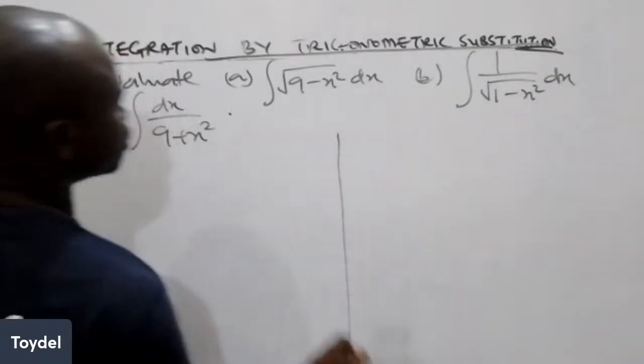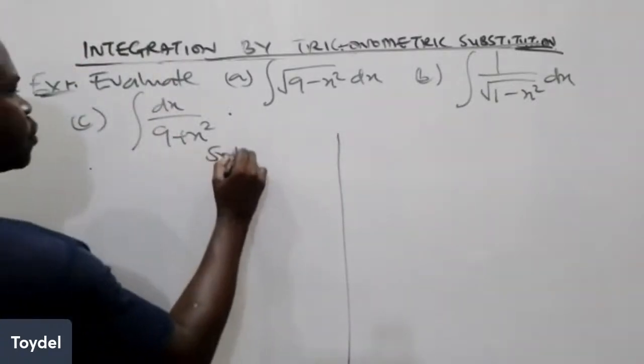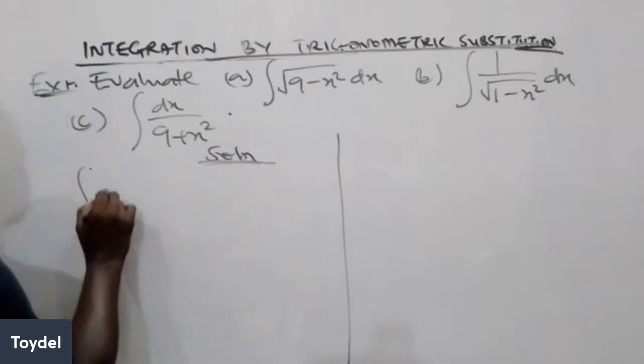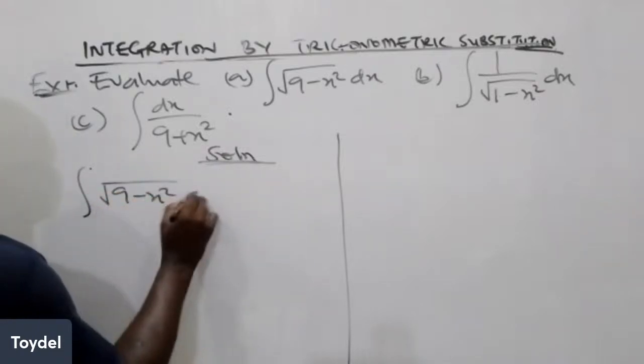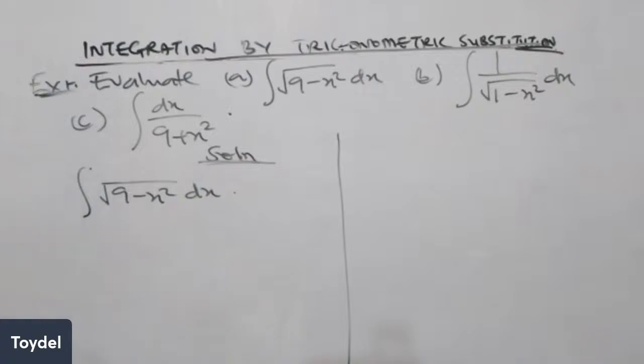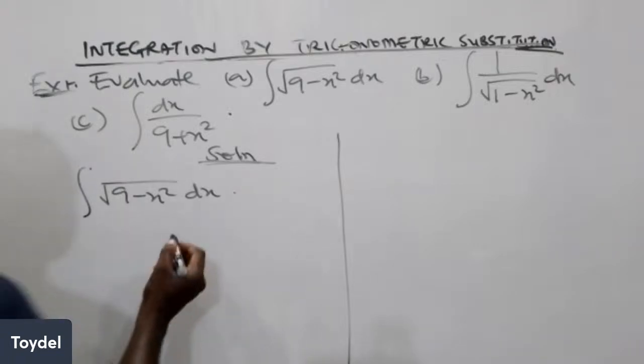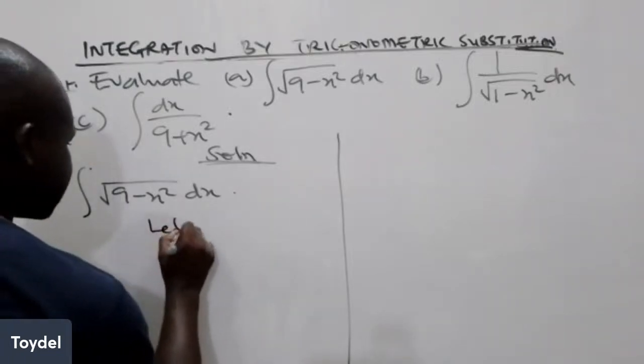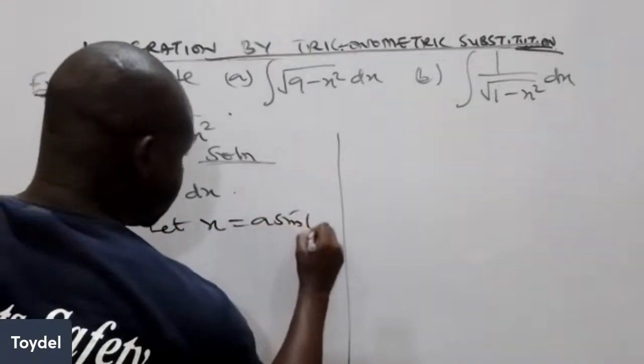So we start with the first one. The solution: how do we integrate the integral of the square root of 9 minus x squared dx? What are we expected to do in this case? From the introduction, when we have the integral of a squared minus x squared, we are going to substitute x to be equal to a sine theta. That is, we say let x is equal to a sine theta.